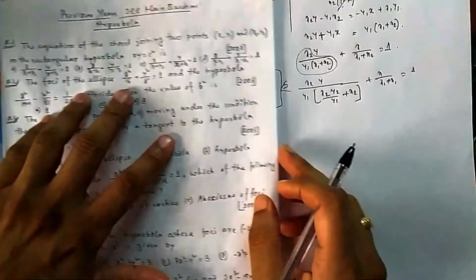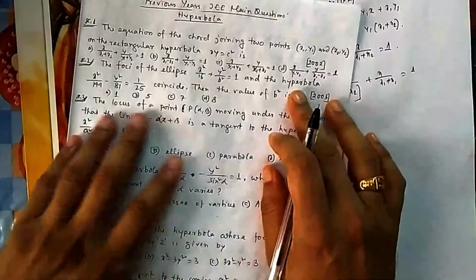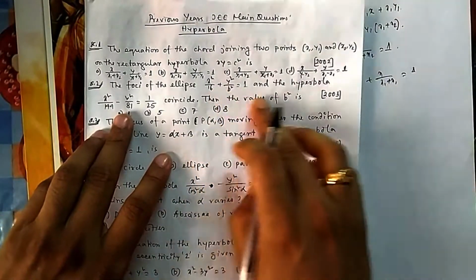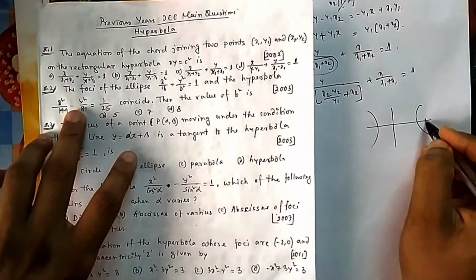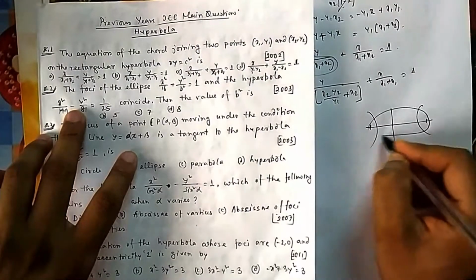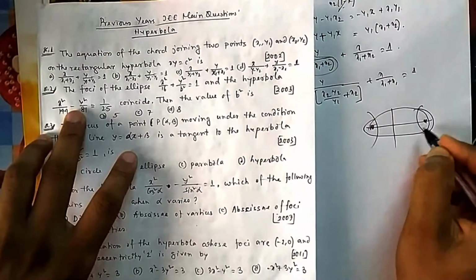So what is the foci of this ellipse and the foci of the hyperbola? For the ellipse we don't know the orientation, but the hyperbola we know because it is minus. So this hyperbola will be in this fashion, and these foci are there. So your ellipse should also be like this, since the foci are coinciding.